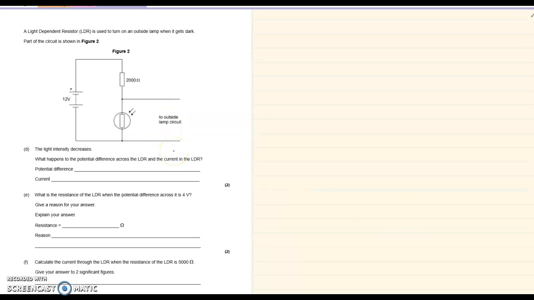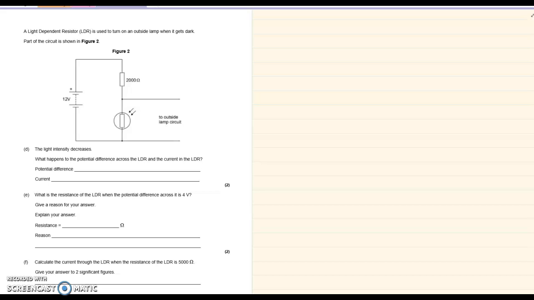Okay, this question trips a lot of you up in the exam. We've got a light dependent resistor in series with a 2000 ohm resistor connected to a 12 volt battery. So we've just got one series loop here. There are two wires connected across the LDR which are going to another circuit. So this is going to connect to a parallel circuit over here, but the question is about this series circuit.